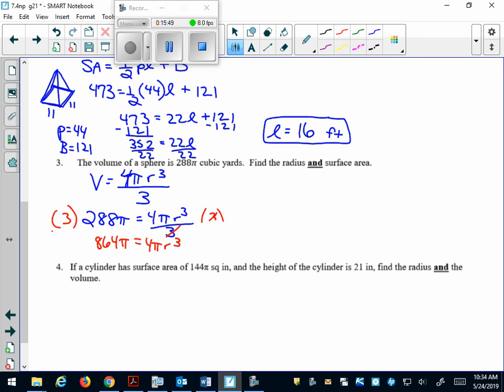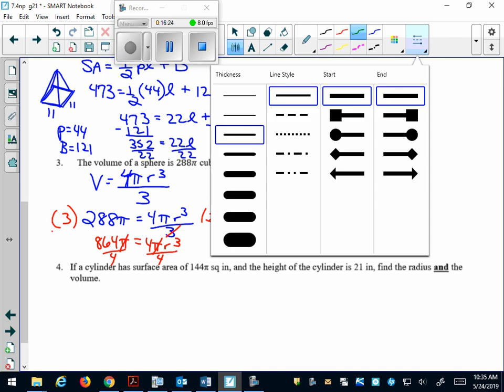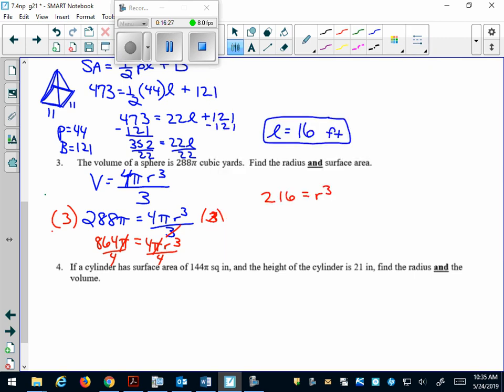Now, we can divide both sides by pi, and the pi's cancel. And then divide both sides by 4. 864 divided by 4 is... oops, not pi. We already got rid of the pi's. 216 equals r cubed. So if we want to know what the radius is, we have to do the cube root of 216. Remember when things were squared and you wanted to undo them, you did the square root? Well, now it's the cube root.